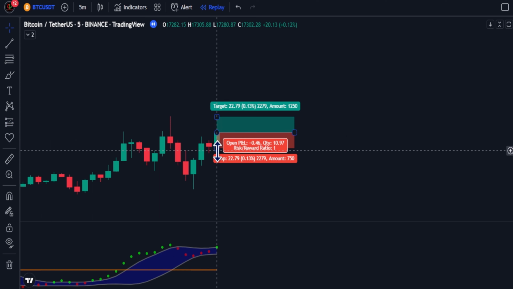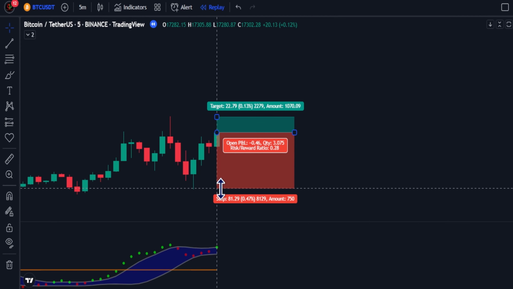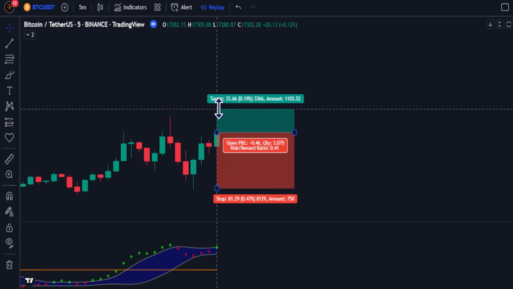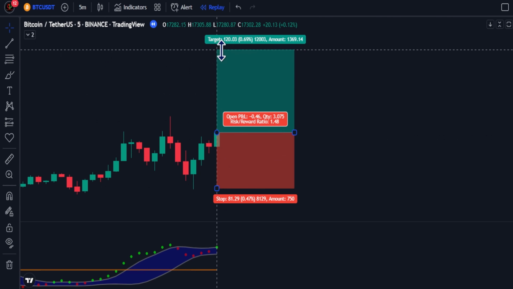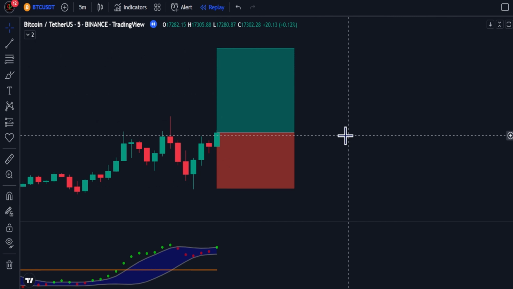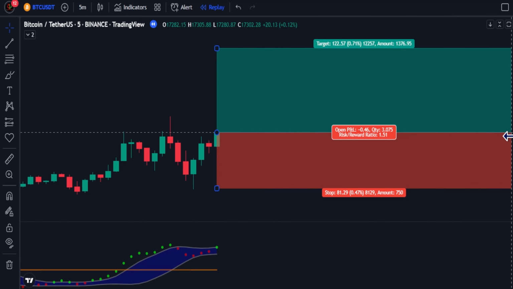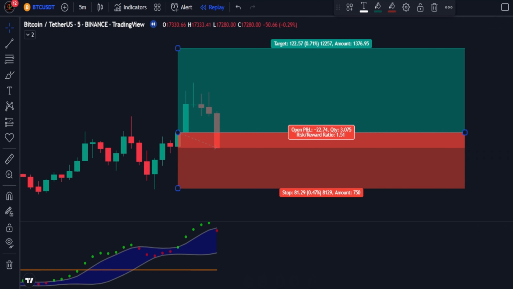We will be putting the stop loss at the recent swing low. For the take profit, we will target a 1.5 times risk to reward ratio. Let's see how the trade plays out.